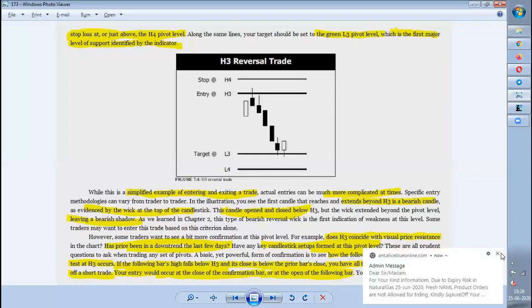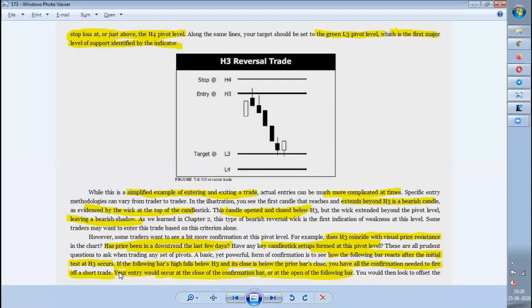If the following bar's high falls below H3, and the following bar's close is also below H3, this is the high, and it is falling below H3, and its close is below the prior bar's close. So this is the candle's close, and it is below this first rejected candle's close. You have all the confirmation needed to fire off a short trade. Clear? So this is how you ensure you go for a reversal setup at H3. The first condition is that a candle must get rejected at H3, and the second condition is that the follow-up candle's high should be below H3, and its close should be below the prior close.